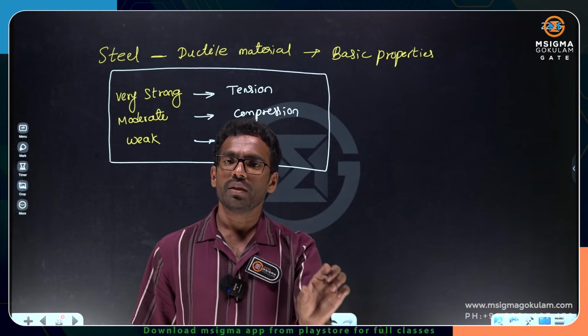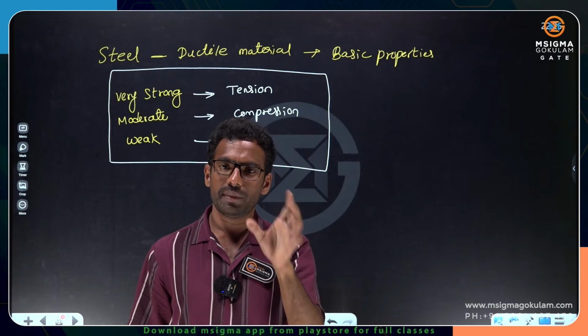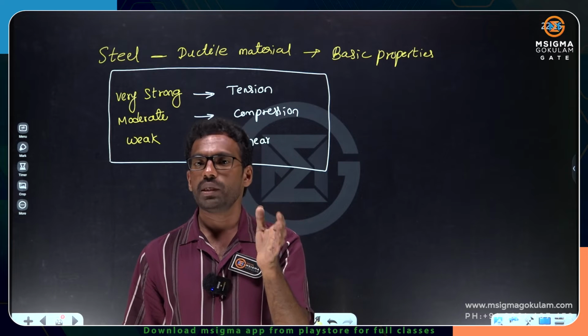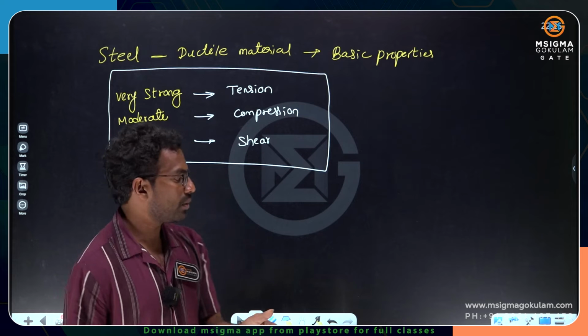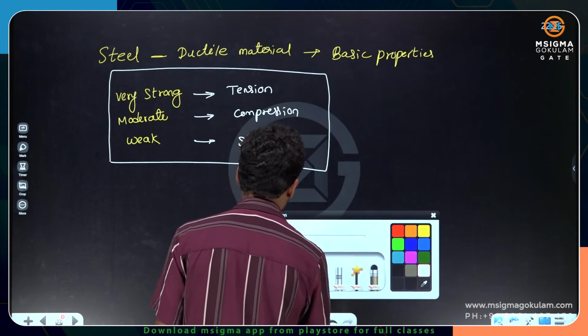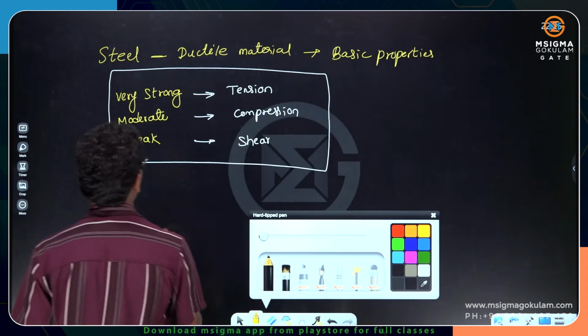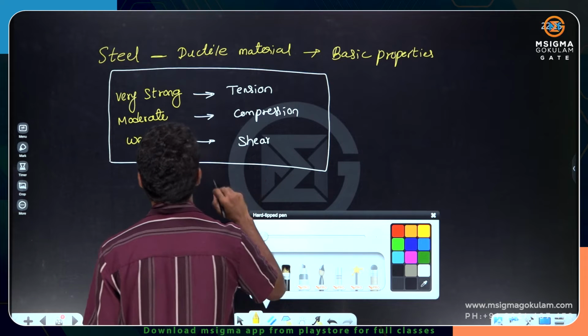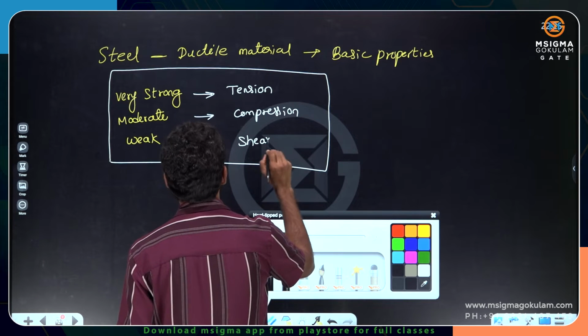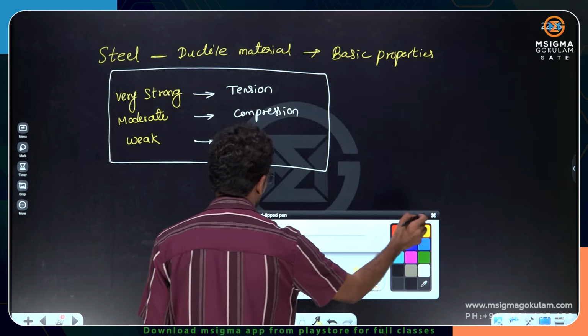Most of the time when you apply force on steel or metal, it is going to fail by shear. So please try to understand that, okay. So what happens is shear failure. When you apply tension, basically what would happen?